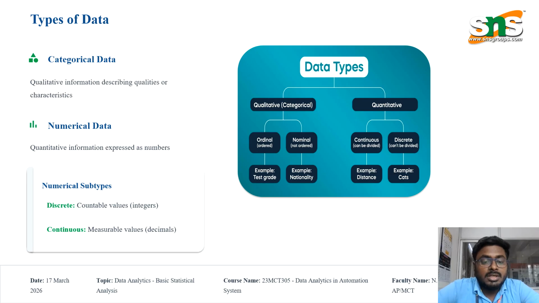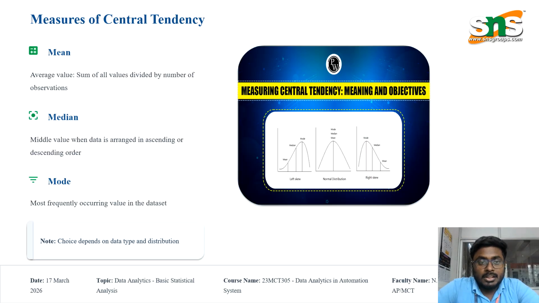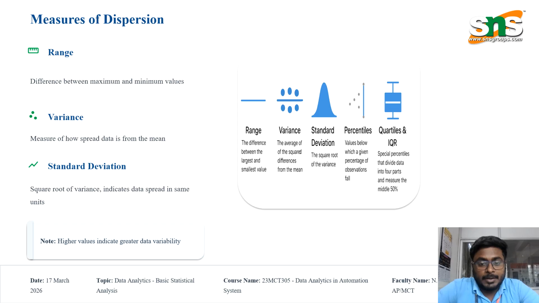And the quick rule is: symmetric data without outliers, use the mean. Skewed data or outliers present, we prefer the median. If we want the most frequent category, that is the mode. So, the measures of dispersion. Central tendency tells us where the data is centered, but not how much it is spread out.